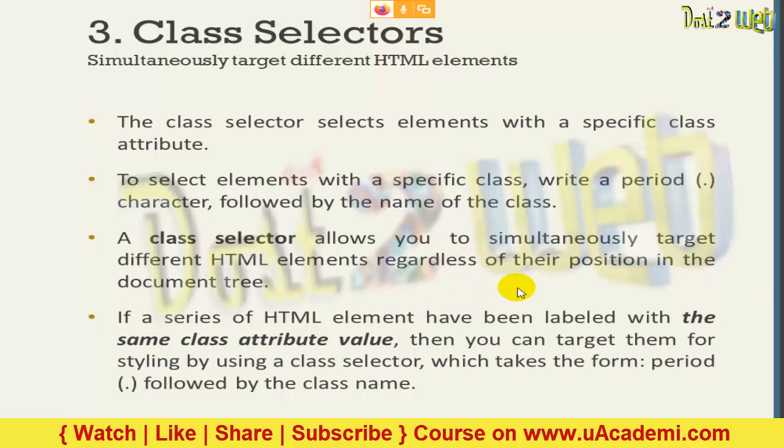If a series of HTML elements have been labeled with the same class attribute value, then you can target them for styling by using the class selector, which takes the period, the dot, followed by the class name. That means if you have two paragraphs, one in a division tag and one separate paragraph, then you can write div.p. That means in the division tag, the paragraph for that particular class, the attribute will change, that you are going to define in the CSS.